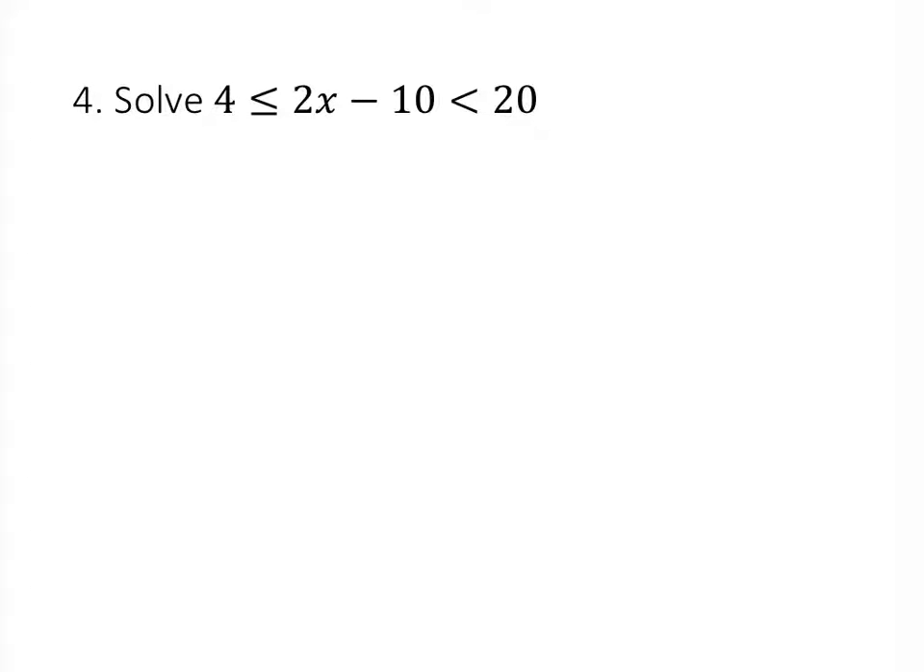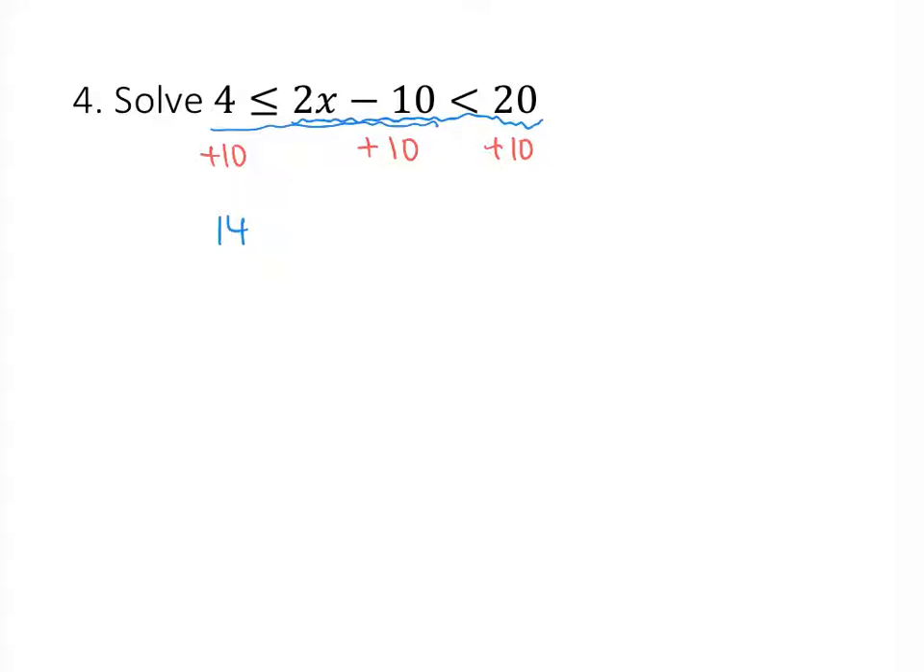Now we have a compound inequality, and again here the idea is that we want to treat this like an equation, although we're really treating it like two equations at once. So if we imagine that we had the inequality 4 is less than 2x minus 10, the way that we would start to get x by itself is we would add 10 to both sides. But then if we think of this other inequality, 2x minus 10 is less than 20, we would also want to add 10 to both sides of that inequality. So the idea is that we're adding 10 to all three pieces of this compound inequality.